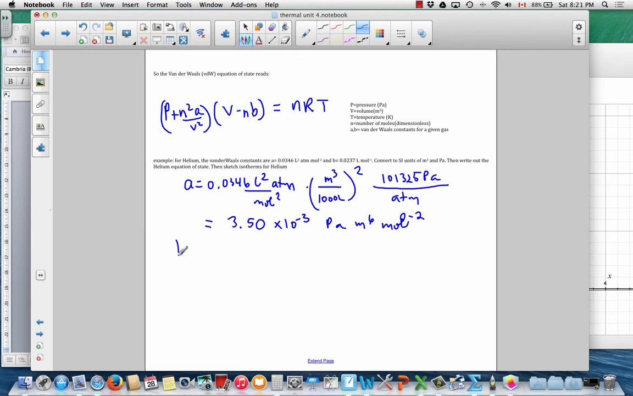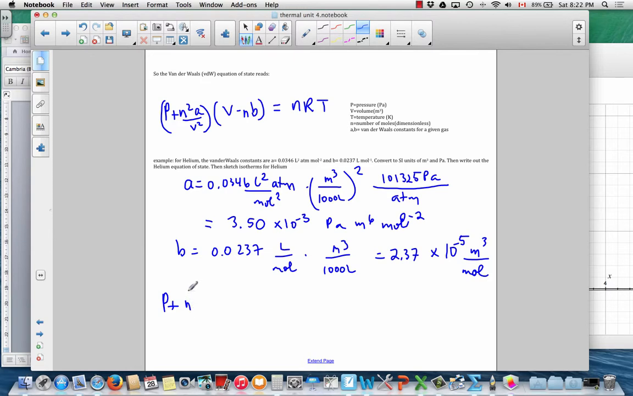What about the B constant? Well, here it was given as 0.0237 liters of volume per mole. A cubic meter is 1,000 liters, so I get 2.37 times 10 to the power negative 5 meters cubed per mole. That is my B constant.